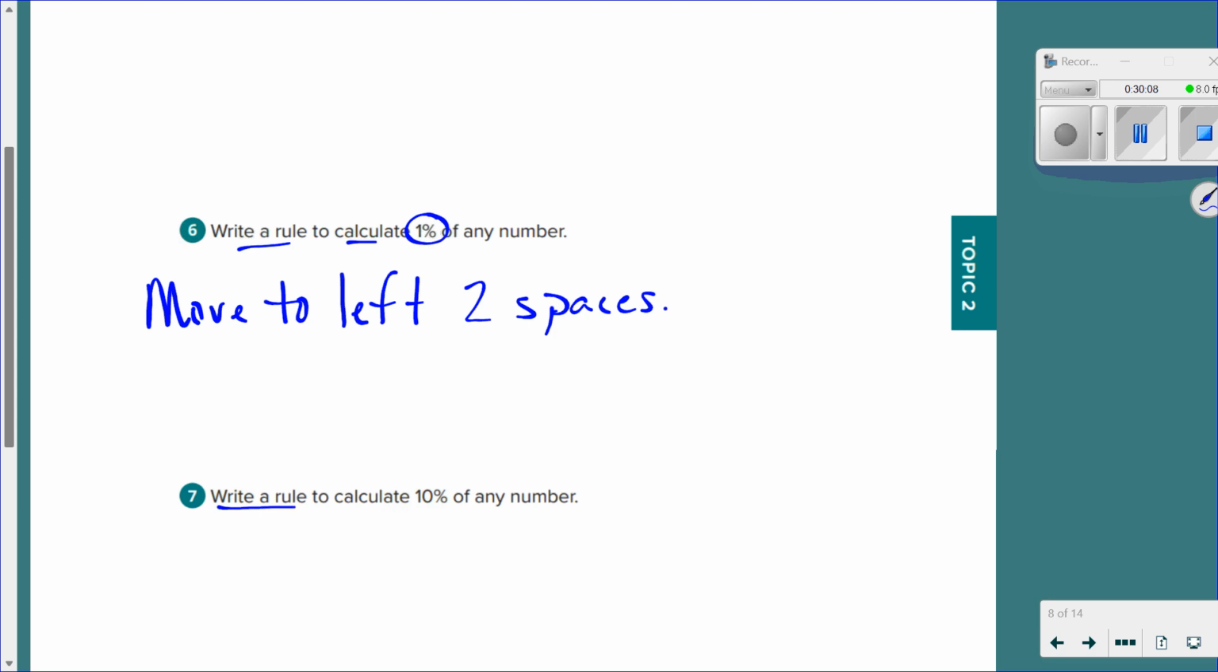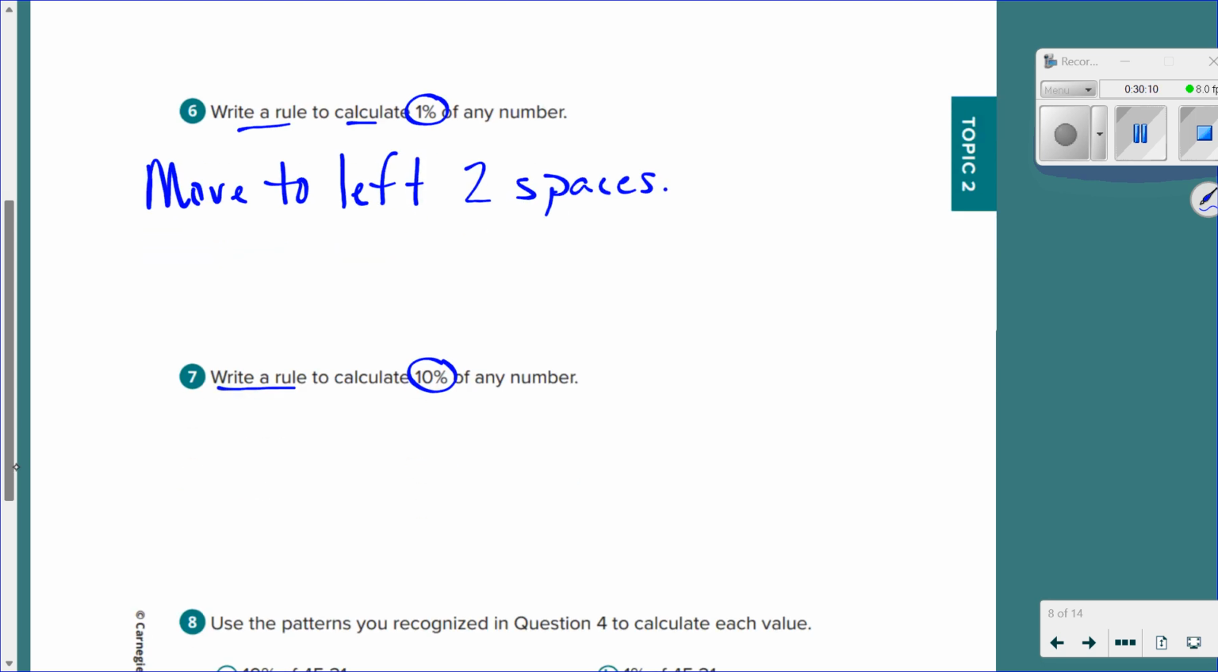Okay? What about doing 10%? Isaac? Good. Move to the left 1 space. Guys, 1% and 10% of the numbers are super easy. You just have to be comfortable with just moving your decimal. That's all it's doing. Yes? So every time you're adding 0 to the percent, you're taking away 1 space? Yep.